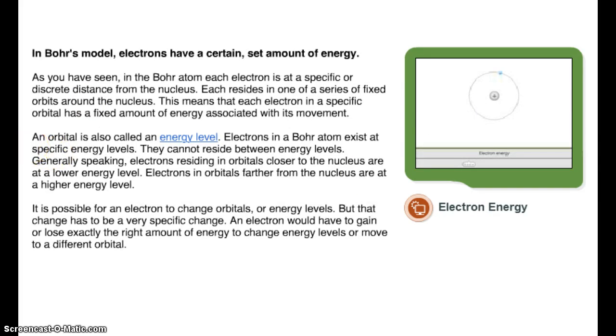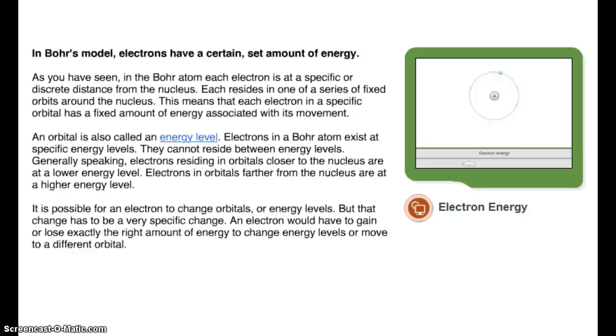An orbital is also called an energy level. Electrons in a Bohr atom exist at specific energy levels. They cannot reside between energy levels. Generally speaking, electrons residing in orbitals closer to the nucleus are at a lower energy level. Electrons in orbitals farther from the nucleus are at a higher energy level.